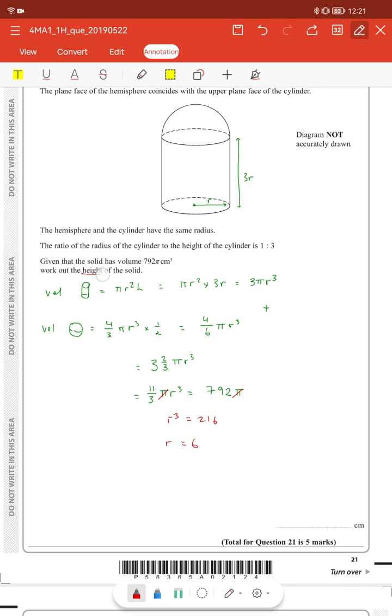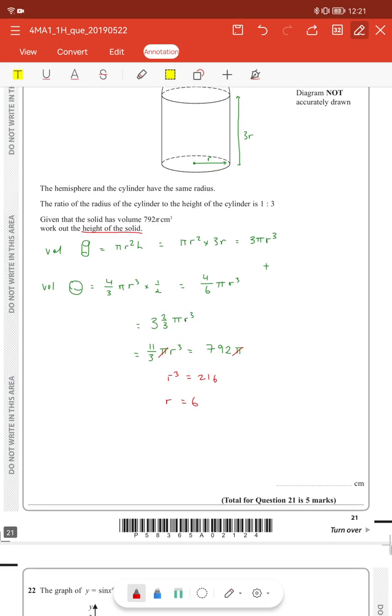Now it's worth saying, what is the height? Remember, the height is 3 times r, so the height would be 18.